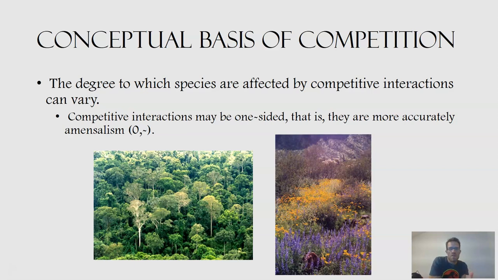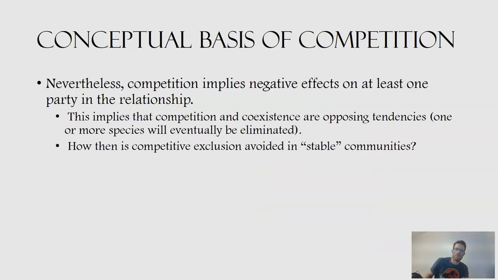Now, the degree to which species are affected by those competitive interactions varies significantly. Competition can be quite one-sided and may tend more towards amensalism, where one species is like, meh, does not impact me, and the other's harmed significantly. Or it might be where each species is really negatively impacted and it is a struggle for survival.